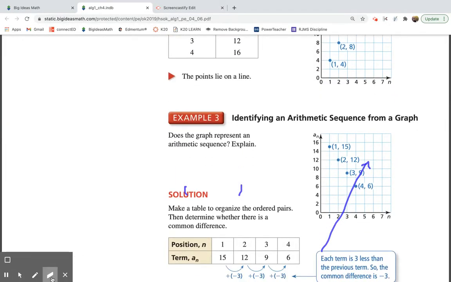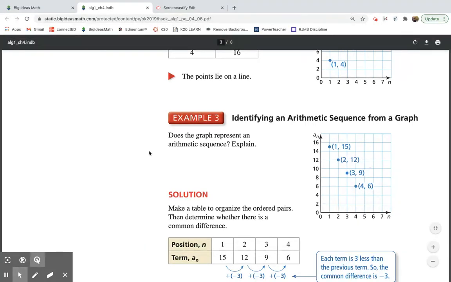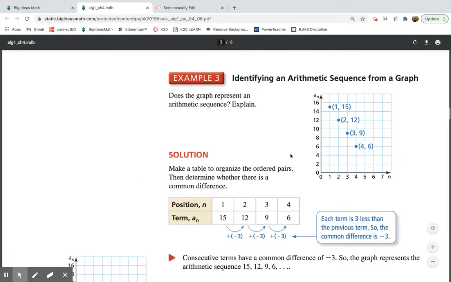So then we look at another one. This one works backwards. On this one, they give us the graph. It says, does this graph represent an arithmetic sequence? And explain. There's 2 ways you could do it, but we better do it their way. That's probably the best way. From this, they went ahead and gave us the points, so we could write those points down.